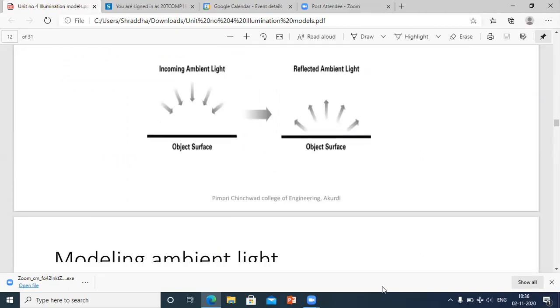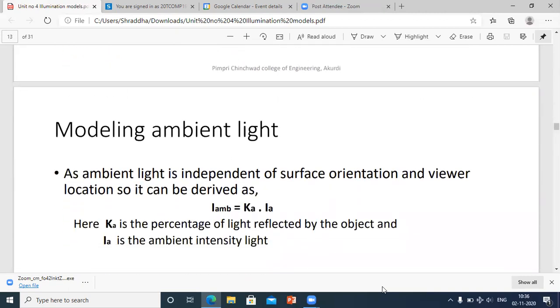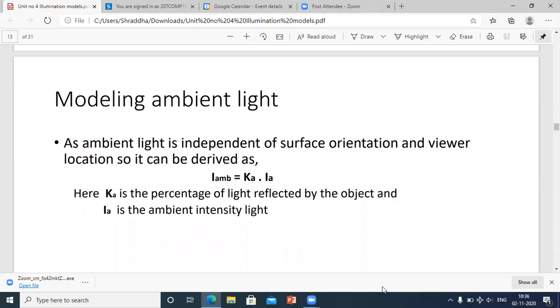Then the next point is modeling the ambient light. Ambient light means light that is produced from the background. It is constant, it is distributed equally in all directions, it has no particular direction; exactly where the light is coming from is not determined. So how is this calculated, or how is this light modeled? It is done in the following way.